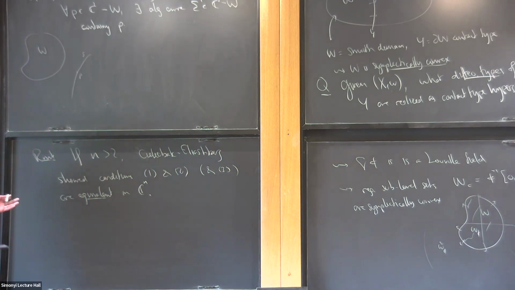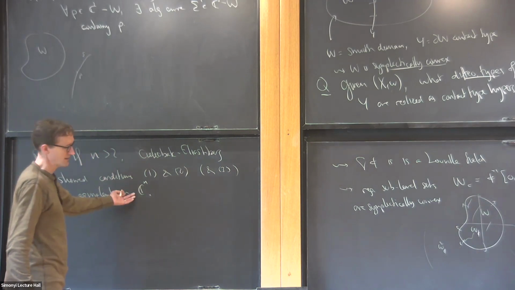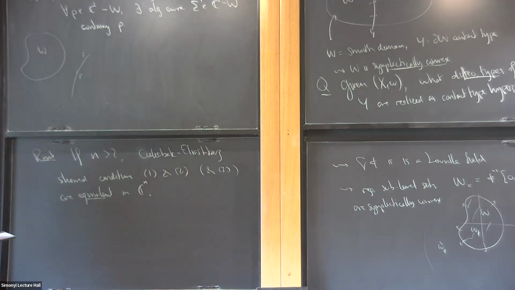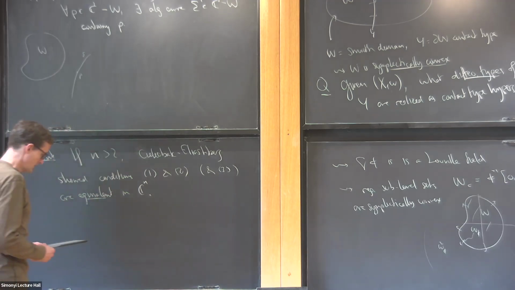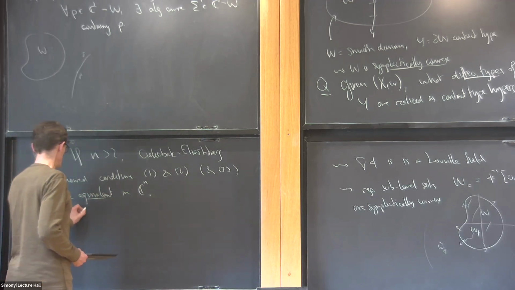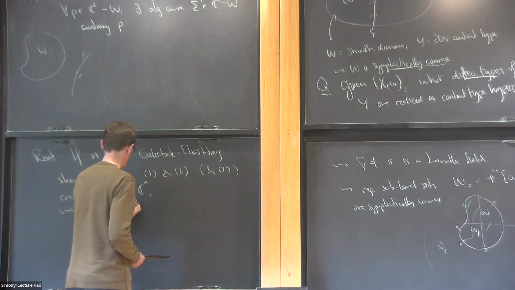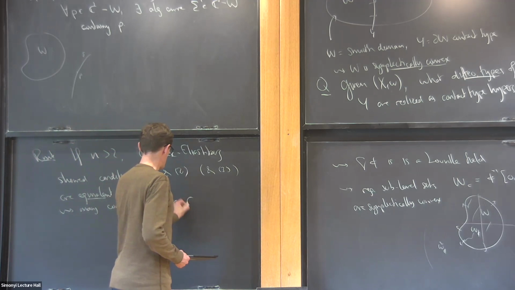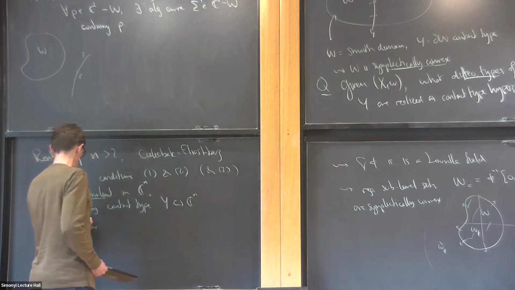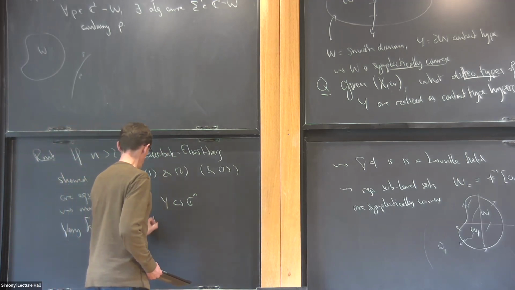And so, for example, that gives you loads of examples of contact type hypersurfaces in Cn as the boundaries of these rationally convex domains. But there are very few such examples in C2. So there are many contact type hypersurfaces in Cn, but very few examples known.